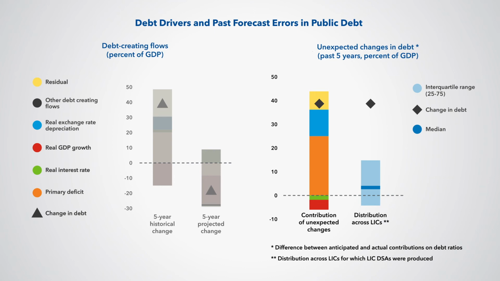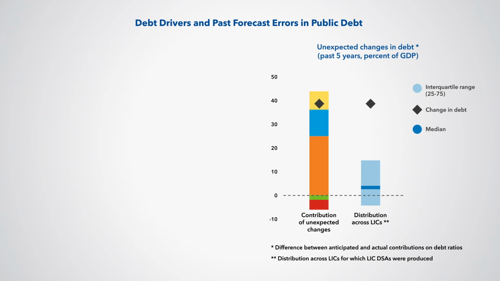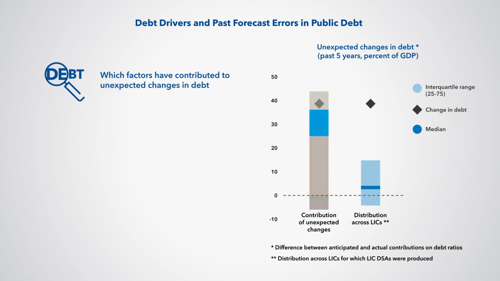As you can see in the right panel of the figure, the LIC DSF decomposes the forecast errors in debt accumulation over the past 5 years and compares these errors with the forecast errors in other low-income countries. This figure presents 2 key points. First, it shows which factors have contributed the most to unexpected changes in debt. In this example, the primary fiscal deficit, the real exchange rate depreciation, and the residual contributed the most to debt forecast errors. These factors thus deserve a careful examination for the projection period.